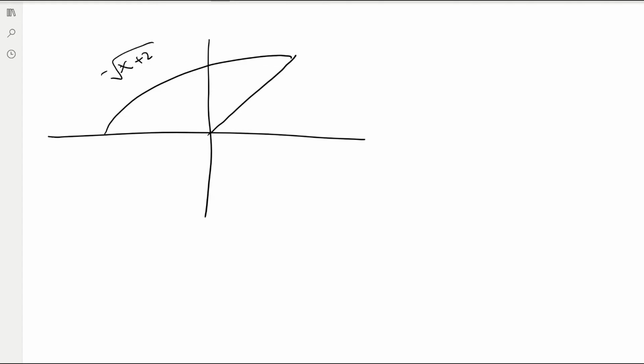So let me draw that graph again. So this is square root x plus 2. This is y is equal to x. This is going from -2 to 2. Right. Now, the reason that we had to do that was that this entire region has two separate regions, right? Like this is region 1 and this is region 2.